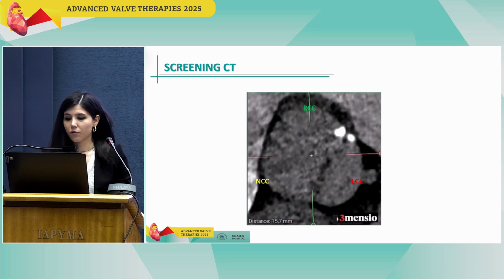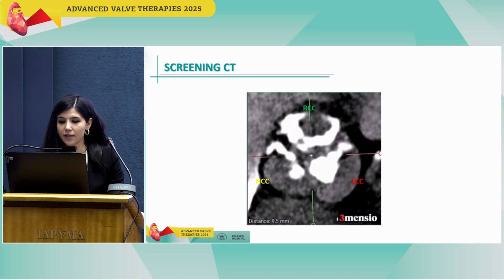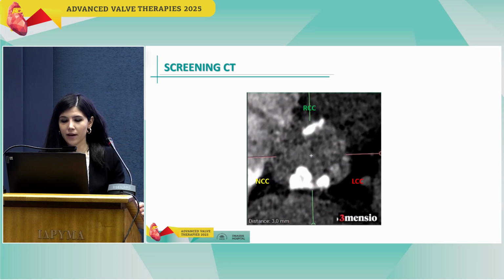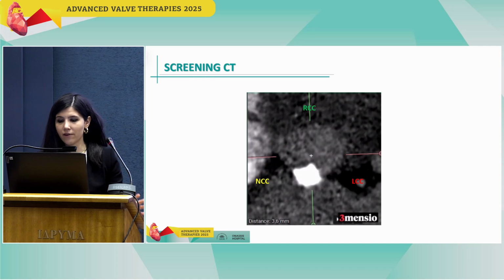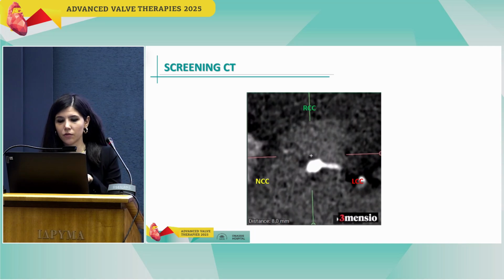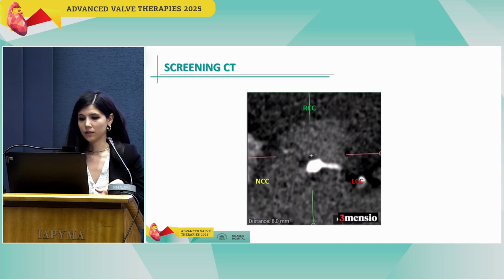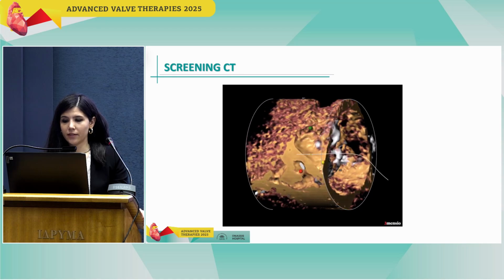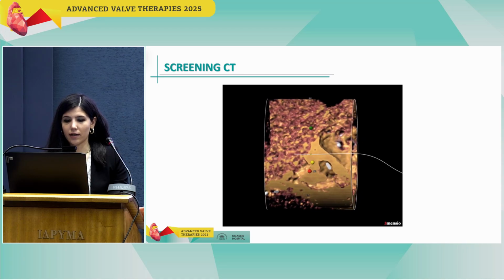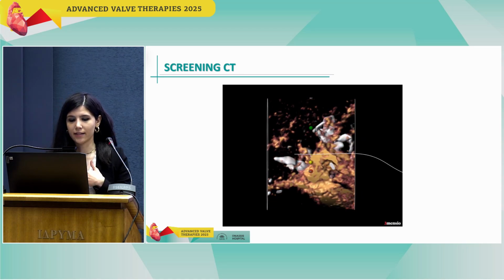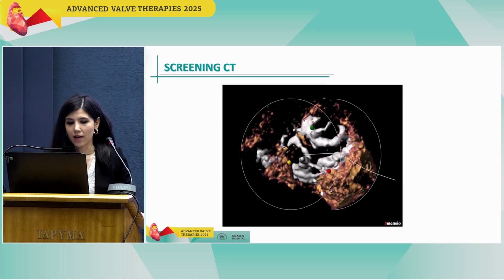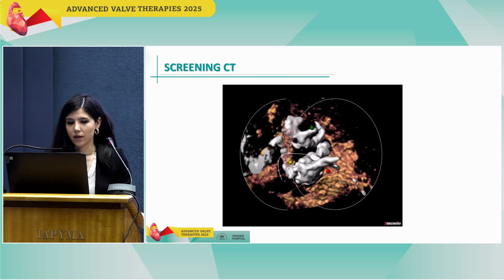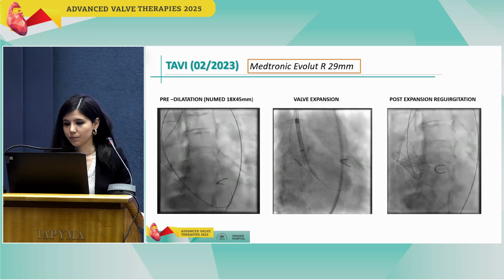As we can see here from the pre-implantation CT scan, the native aortic valve was heavily calcified, with calcium not limited to the valve leaflets, but extending into the aortic annulus and the left ventricle outflow tract, particularly in the region between the left and non-coronary cusps, also clearly illustrated in this three-dimensional reconstruction. You can see the extension of the calcium into the left outflow tract.